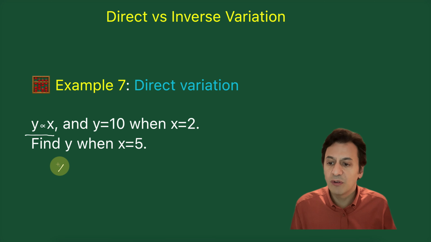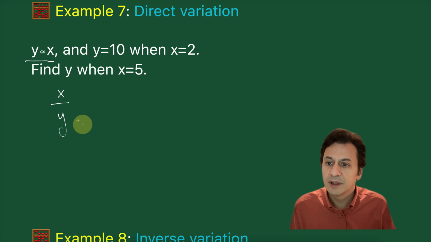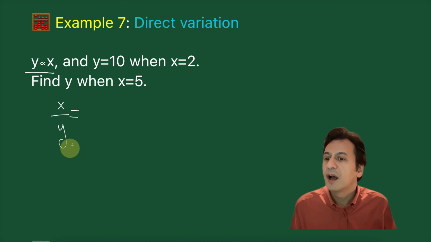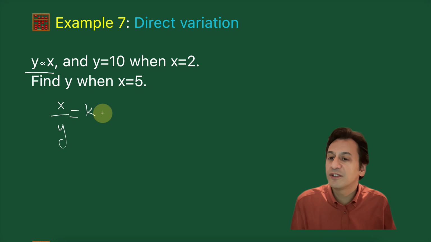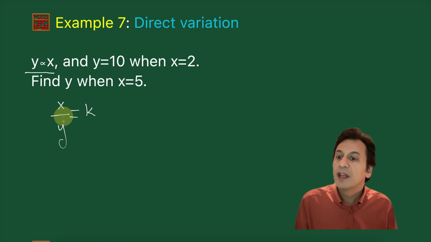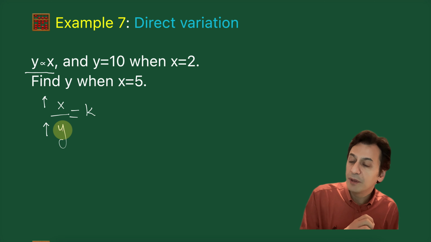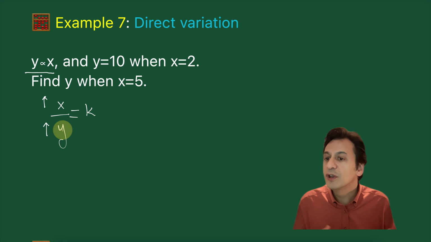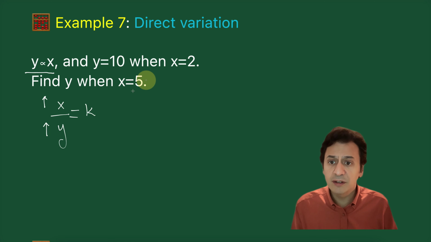The ratio of x to y equals to some constant number. Okay, you see in this setup, if you increase x, you also need to increase y in order to keep the ratio same. That's why we denote direct proportion in such a way. So let's use these values now.